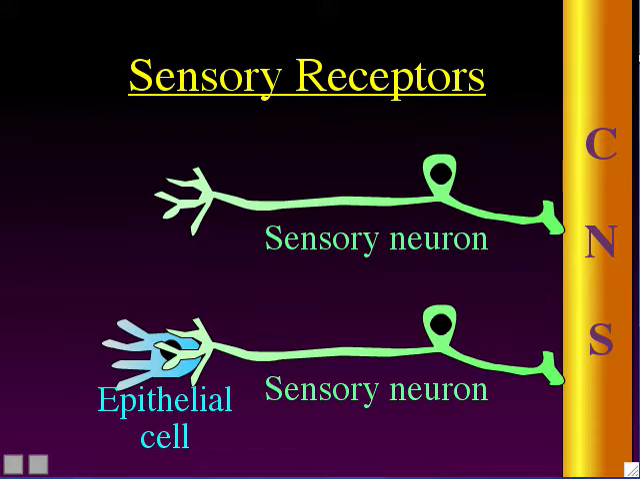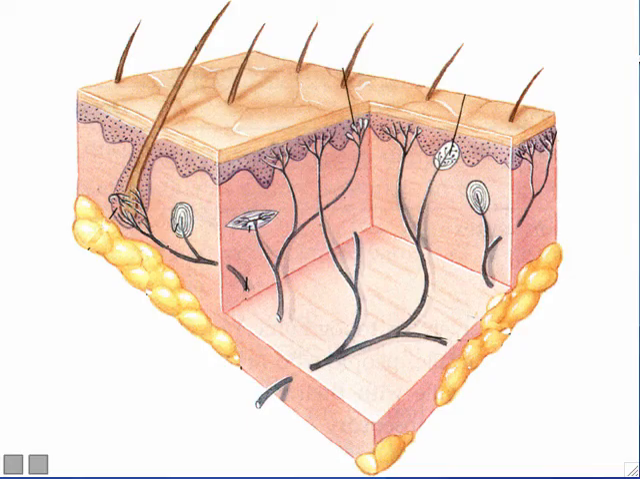Okay, now that you know the basics of the sensory receptors inside the sense organs, let's now begin talking about the senses of the body. And we will begin with the sense of touch. Now, the sense organ for your sense of touch is the skin. You can see a cross-section of the skin here.